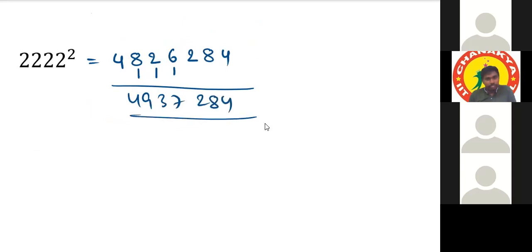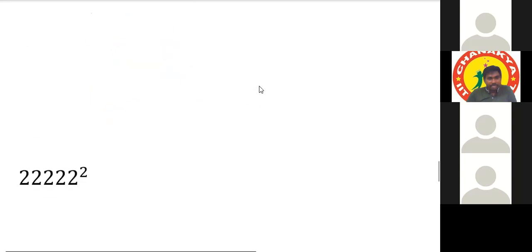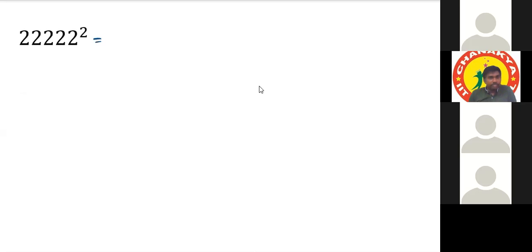Here, how many 2s are there? 5. Five 2s means 5 times we have to add 4. First is 4. Then 4, 8, 8, 12, 12, 16, 16, and one more time, 20. 16 plus 4 is 20.